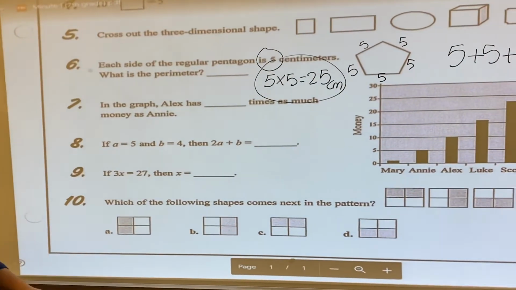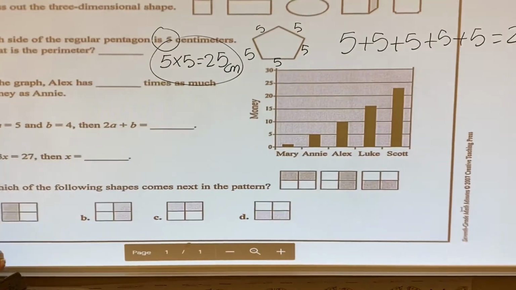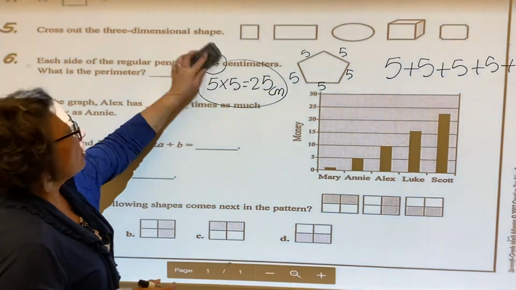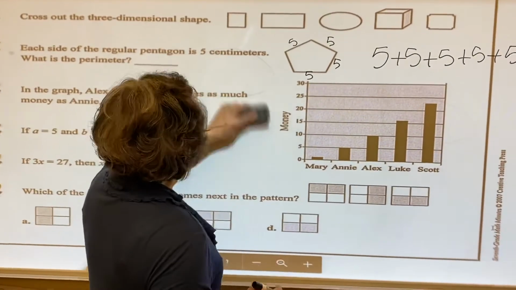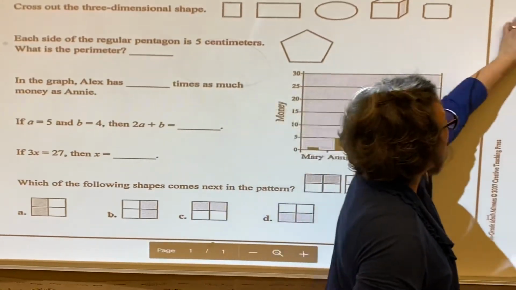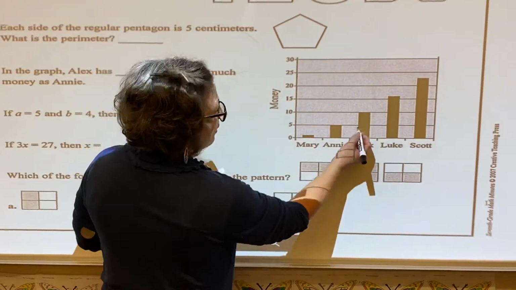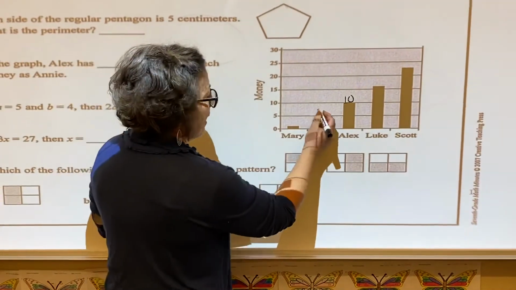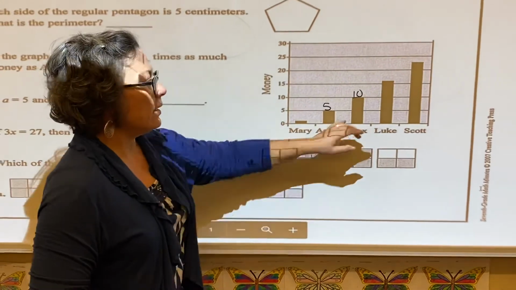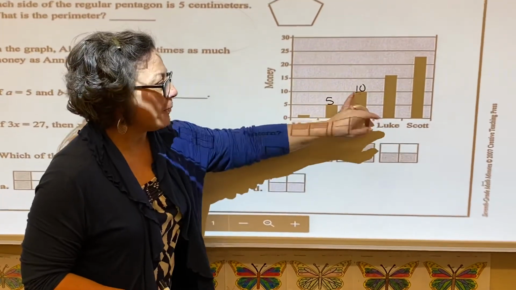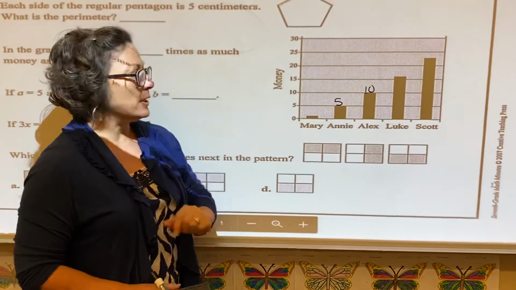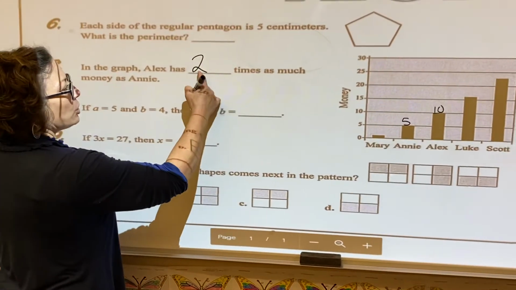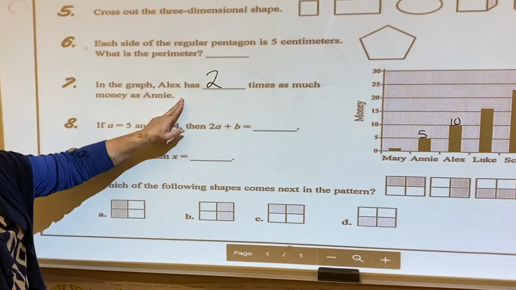Next one, in this graph, Alex has blank times as much money as Annie. Well, let's go straight to Alex. Let's see what Alex has. So we have Alex right here, and Alex is at 10, and then it's being compared to Annie. Annie has 5. So basically, what is the relationship of this number to this number? So you could say that 10 is twice as much as 5. So the answer here, 2 times as much money as Annie.